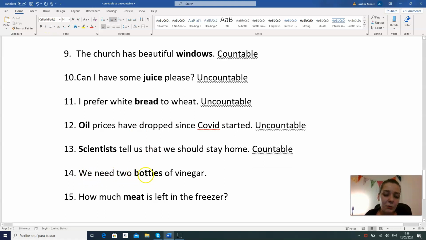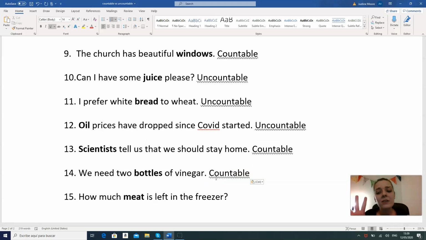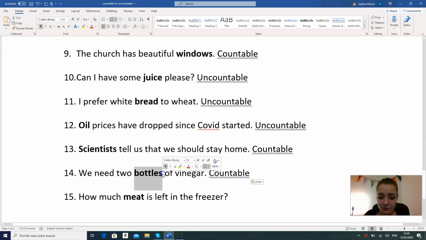We need 2 bottles of vinegar. This should be easy. Bottles, countable or uncountable? Countable. Look, it says we need two bottles. So yes, you can count with numbers. 1 bottle of vinegar, 2 bottles of vinegar, 3 bottles of vinegar. Bottles is a countable noun.